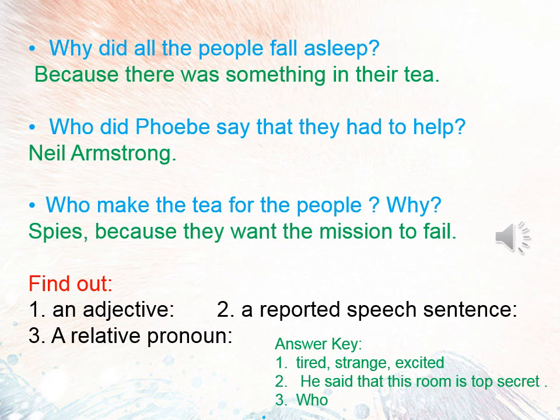Now, who made the tea for the people and why? Who is the person that made the tea and why did he do this? Excellent. The spies. Why? Good job. Because they want the mission to fail. Well done. Now, I want you to find out an adjective, a reported speech sentence, and a relative pronoun.